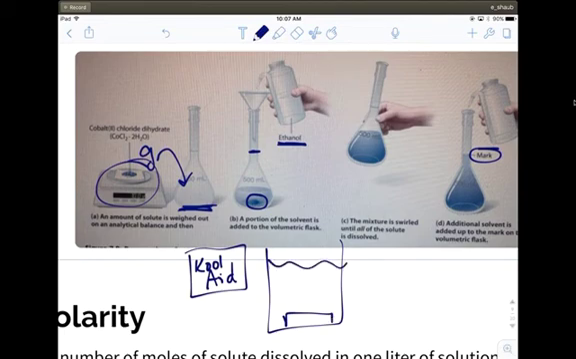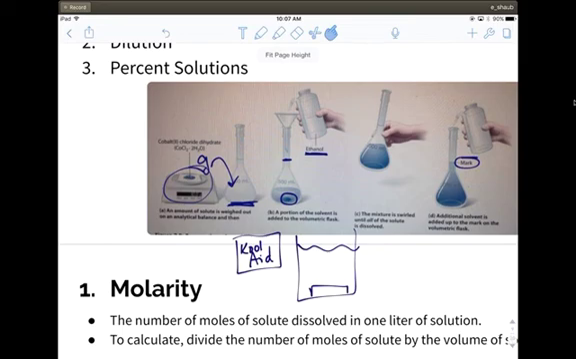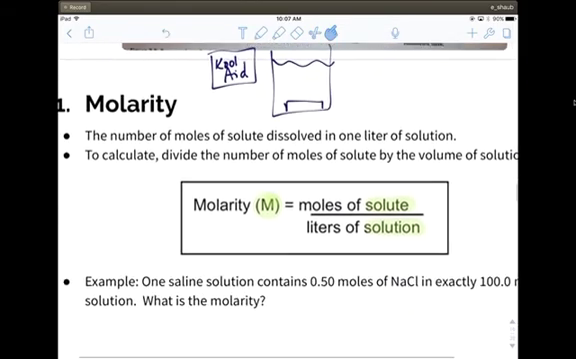You need to add enough water to make it the right proportion. If you don't make it the right proportion, so let's say you don't add enough water or you add too much water, it's going to mess up the concentration. So again, we'll talk about that when we get to dilutions here in just a little bit. But this is the overall method that we use.